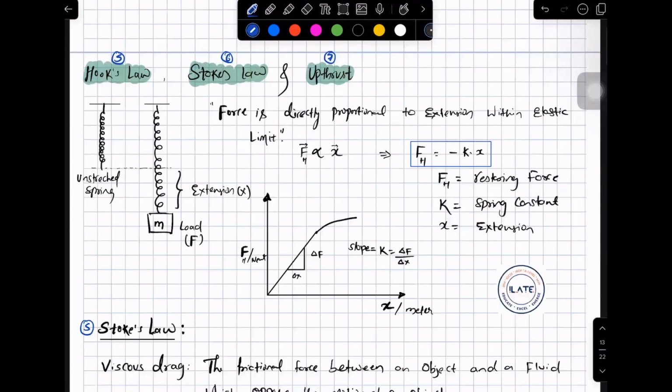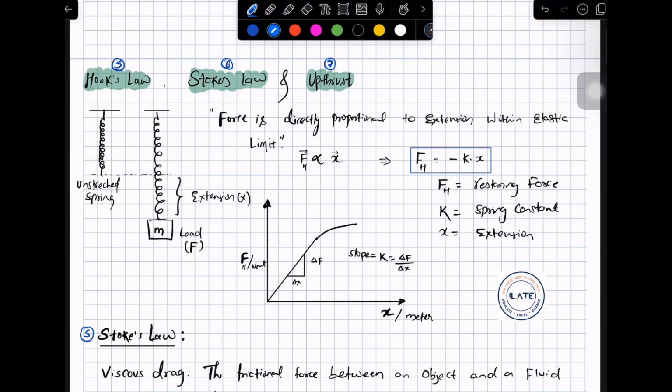Then there is Hooke's law as well. Hooke's law says the force is directly proportional to the extension within the elastic limit. The more load you apply on this object, the more the spring gets extended, and the force applied and the extension are directly proportional. That's why you get the slope as the spring constant, delta F upon delta x.